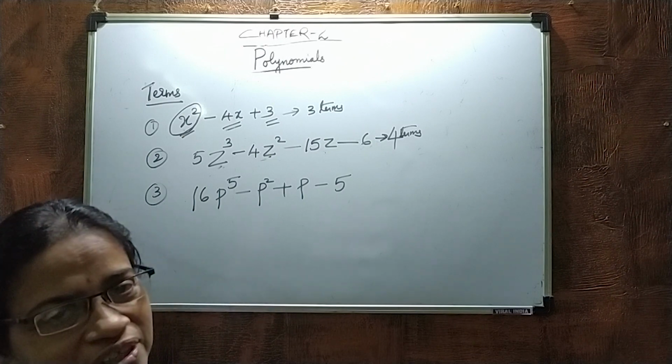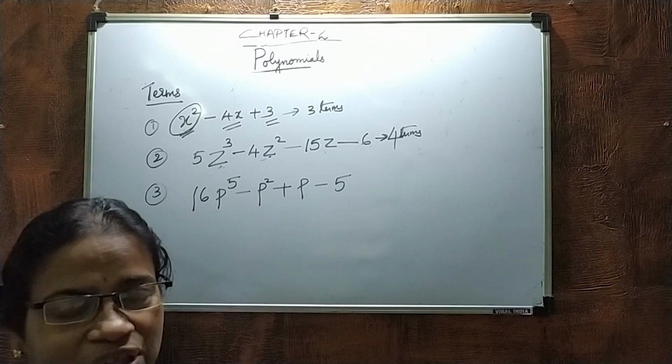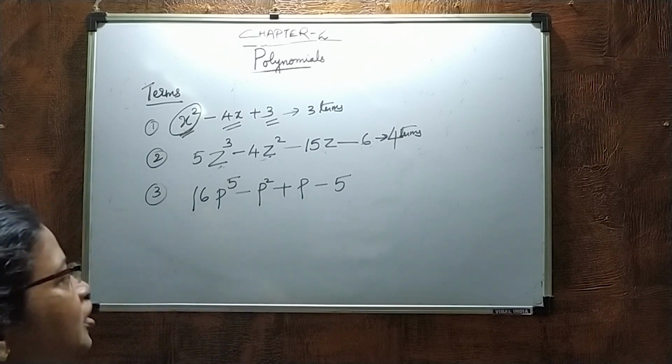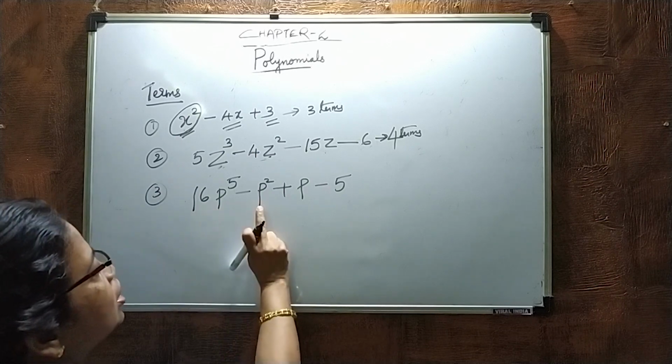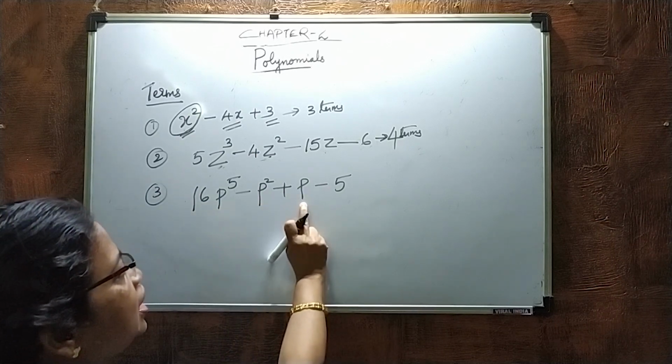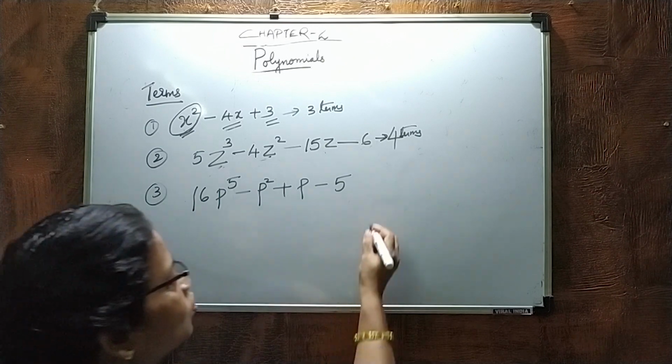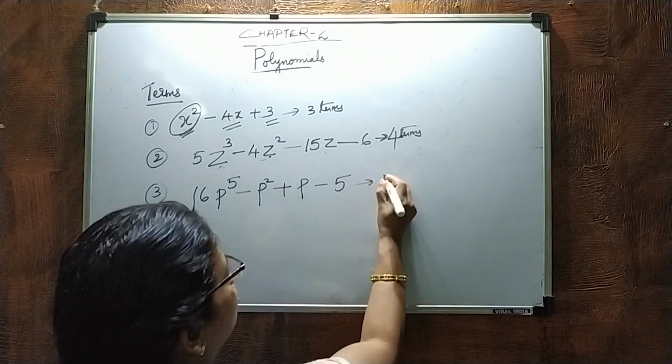Then how many terms are there? What you have to find out? Either plus or minus will be there. It means you have to take the number of terms. Here it is 1, here it is 2, here it is 3, here it is 4. How many terms are there? It is 4. So here it is 4 terms.